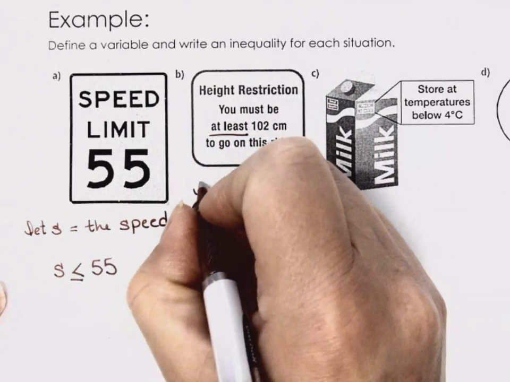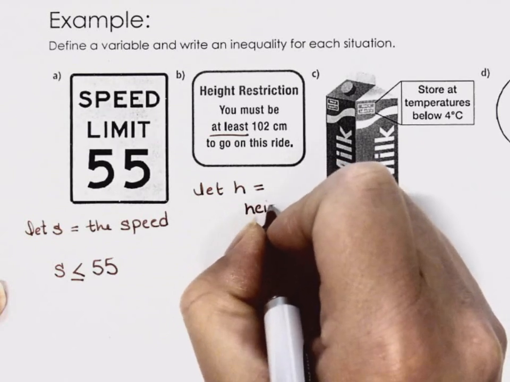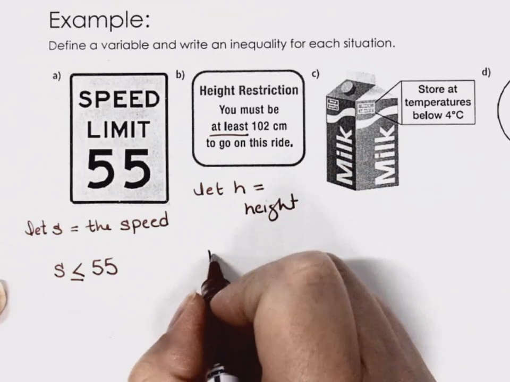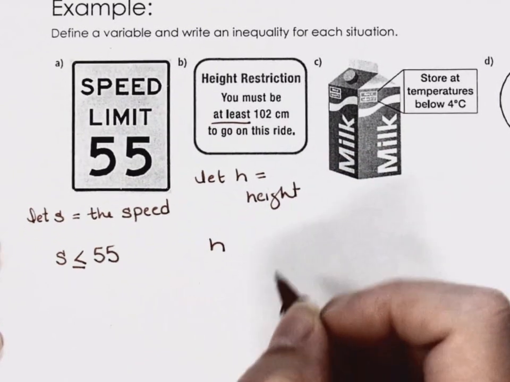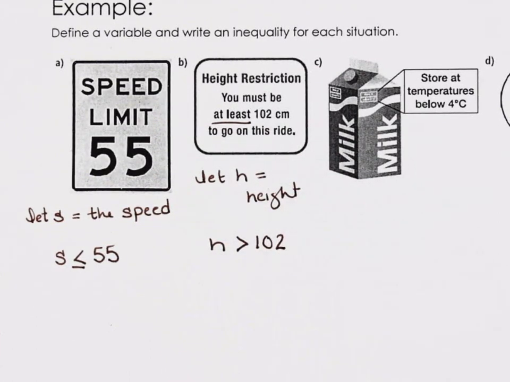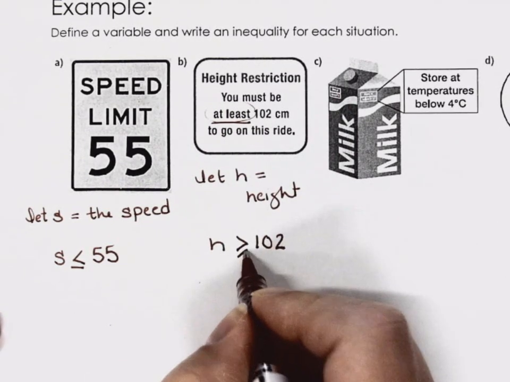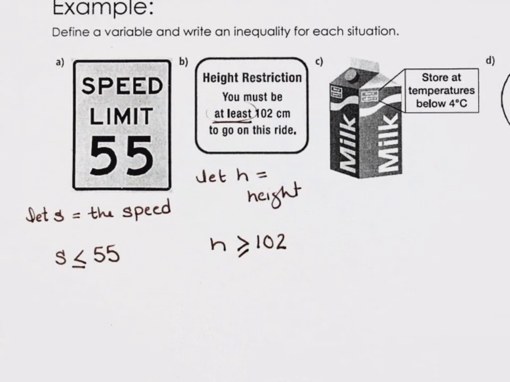So we're going to say let H equal height. So we know that height has to be greater than 102. Can it be equal to 102? Yeah, has to be at least. So that means 102 counts in my answer. So I have to be taller than 102 centimeters. And I think, ladies and gentlemen, I might be taller than 102 centimeters. So I could go on that ride.